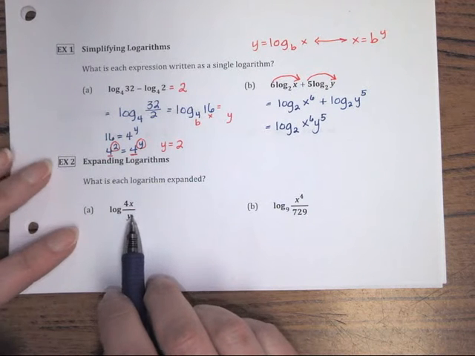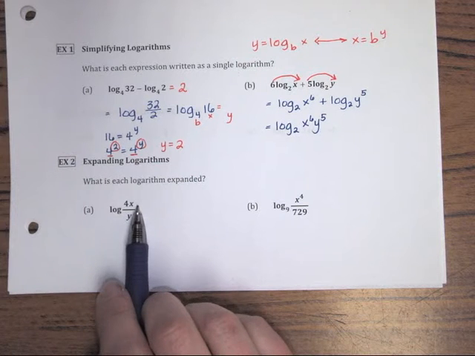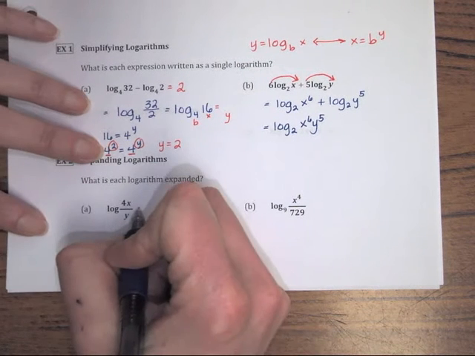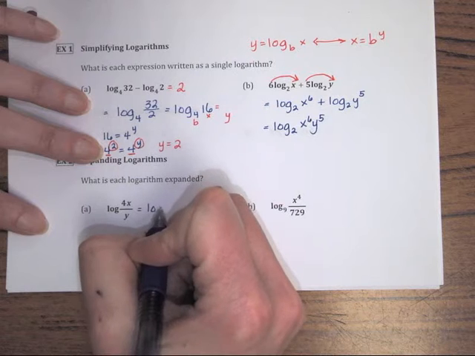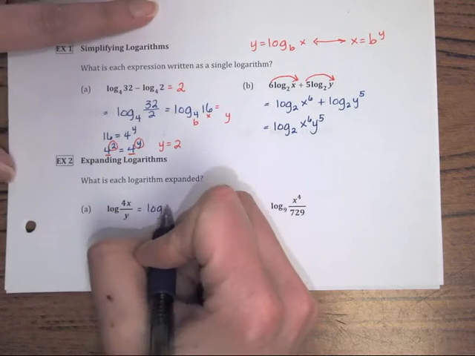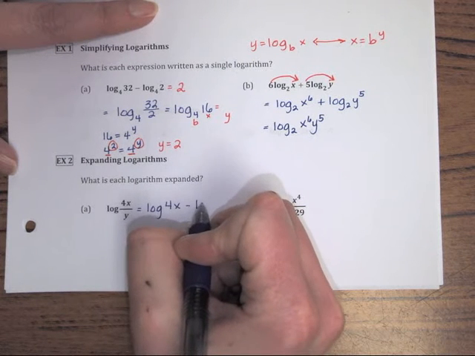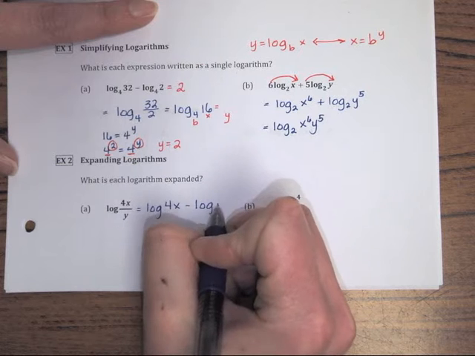Take a look at Law 2. Would you agree? The left side of Law 2 is what we happen to have here. So this is going to equal log, what's my base? Because you don't see one, do you? It's 10. Okay. So log 4x minus log y.